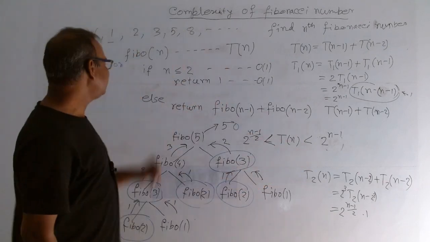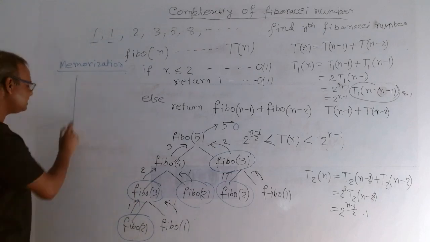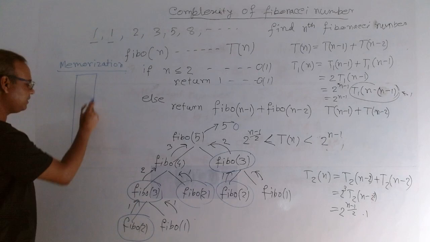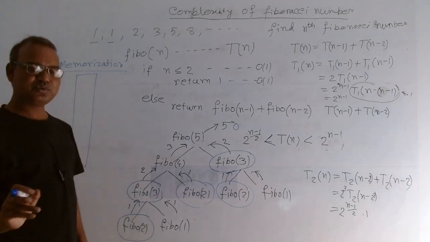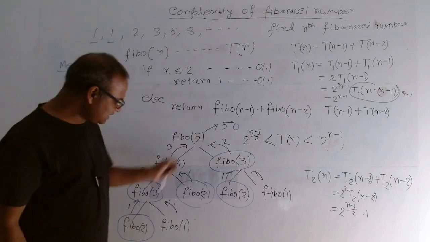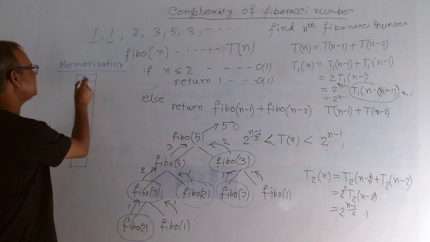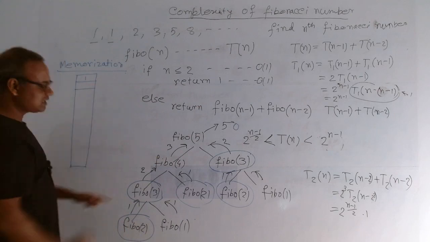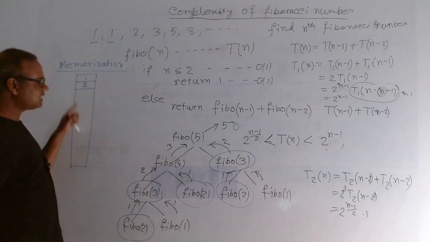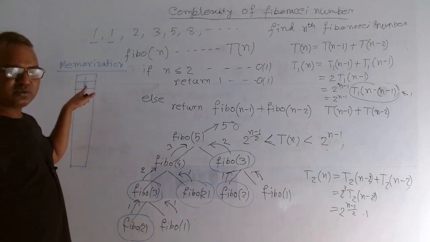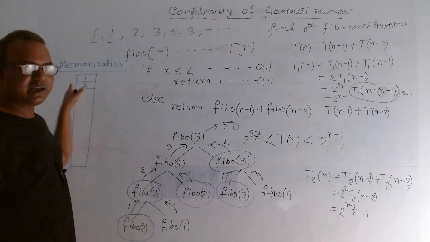What I have written here, if we add memoization, so memoization is a table that will store the value once it is computed. So this recursion will store the value of Fibo1, which is 1. The first time Fibo2 is called, it will store the value of Fibo2. Next time this same program is called, we will not compute this again. We will look up the table and put the value.